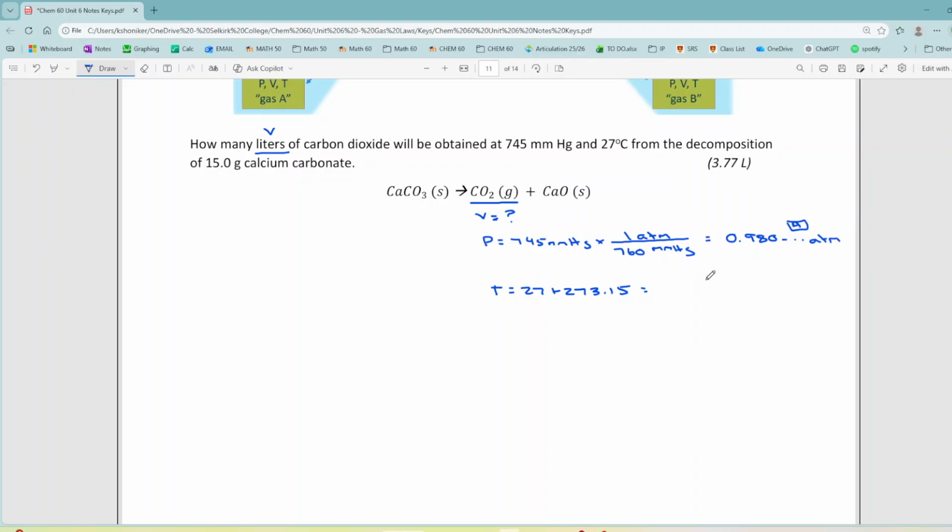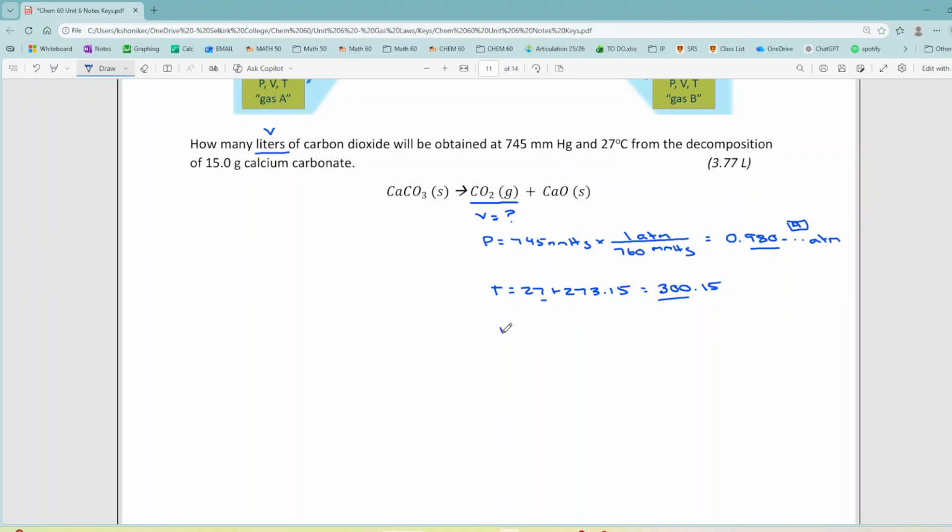And then I'm going to take this other one, 27 plus 273.15. You can store that one as well, but it's not a huge number to type in, so you don't have to. It's 300.15. And again, we have temperature to the ones, so we're going to say that this is 300 kelvins, but we're going to record it as 3 sig figs, just like we did up here. And what they want to know is how many liters, the volume.